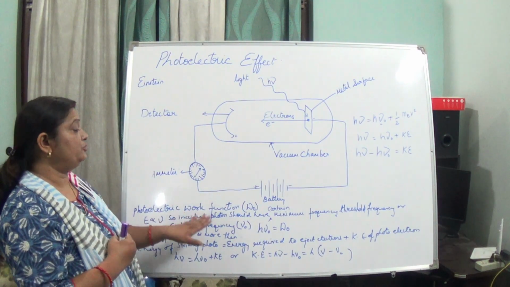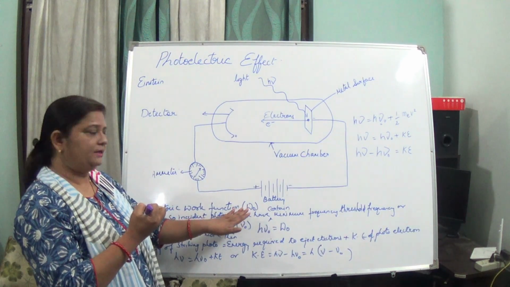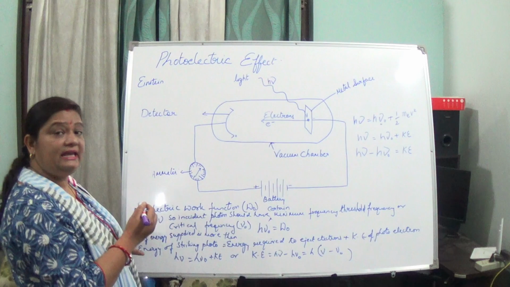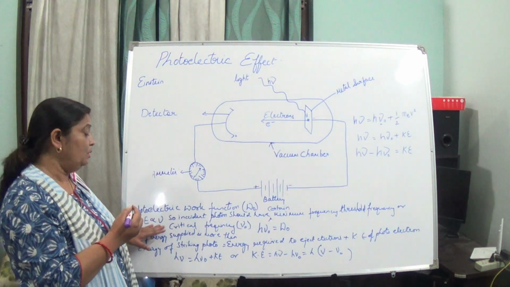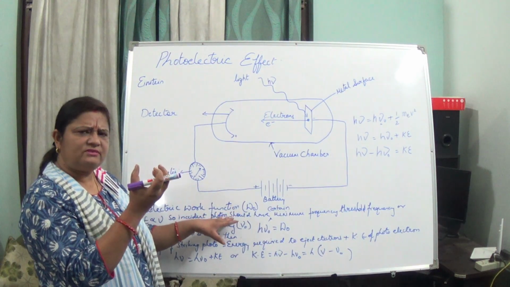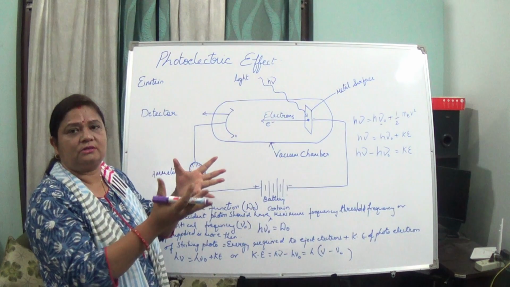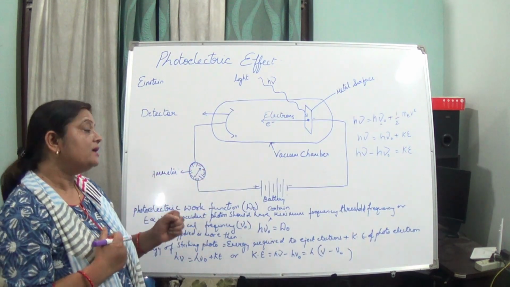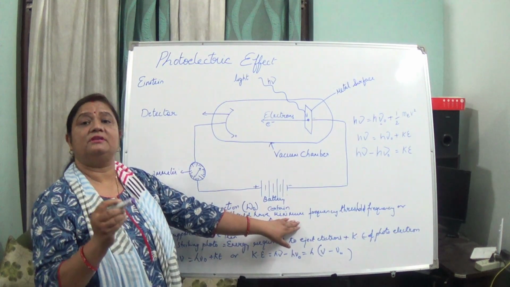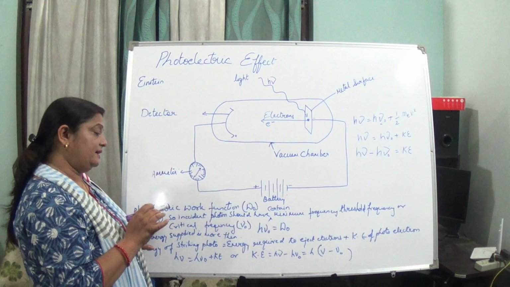So the incident photon should have a certain minimum amount of energy, isn't it, a minimum frequency, as E is directly proportional to nu. This incident photon should have a certain minimum frequency in order to eject the electrons from the outermost surface of that metal. Here that frequency is known as the threshold frequency, or the critical frequency.